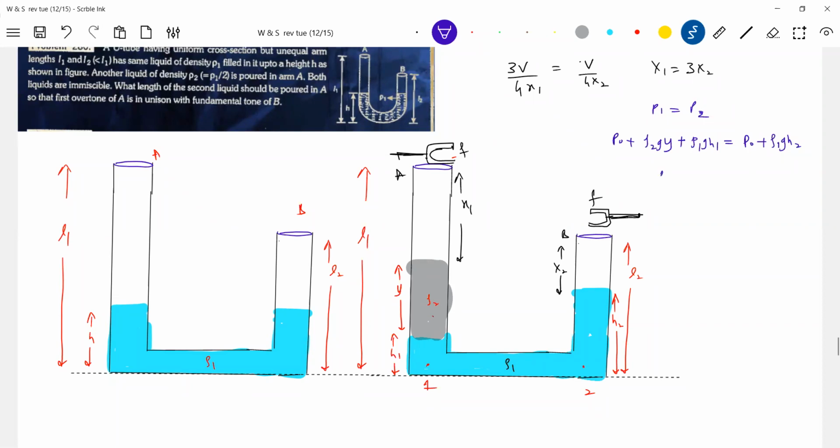Rho 2 equal to rho 1 by 2. g also will get eliminated. So rho 1 also will get eliminated. So therefore this will be y by 2. This should be H1 equal to H2. What is H1 plus H2? It should be equal to 2H.